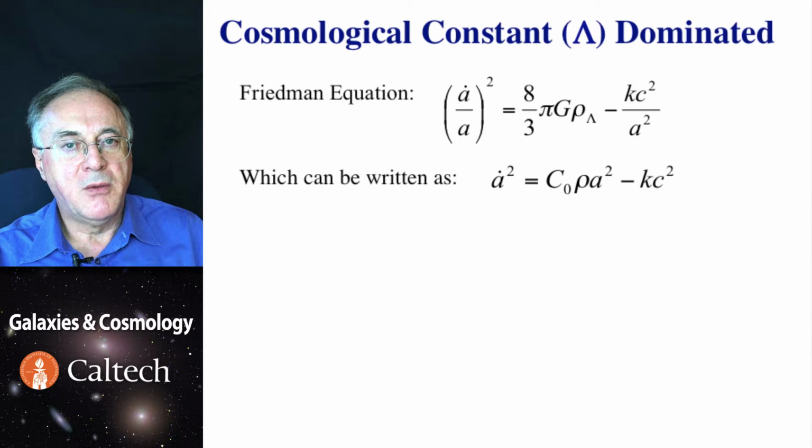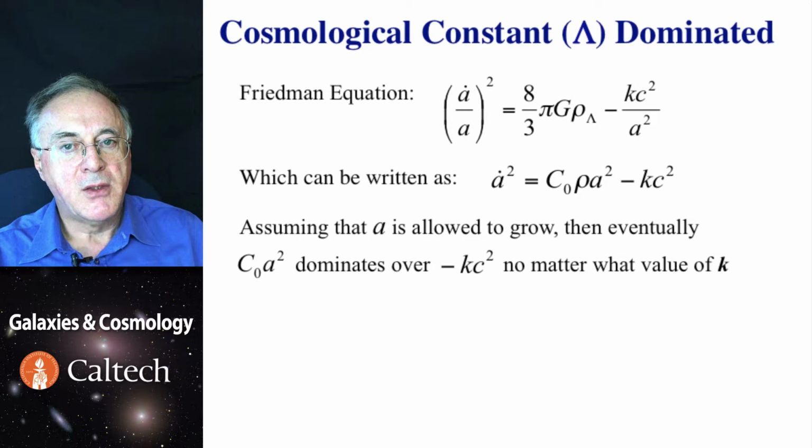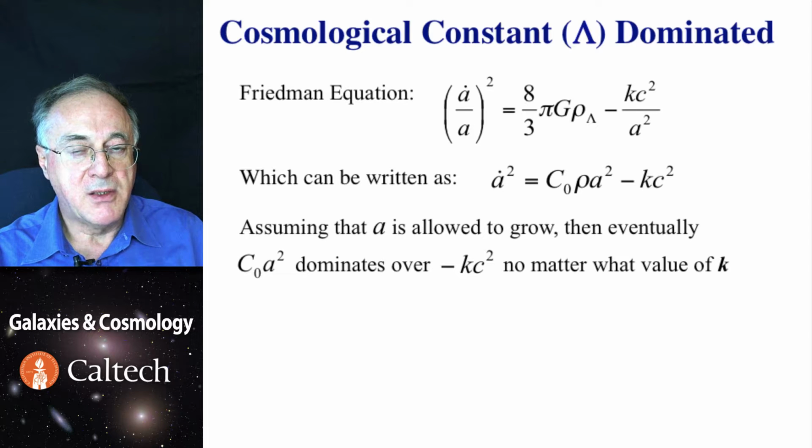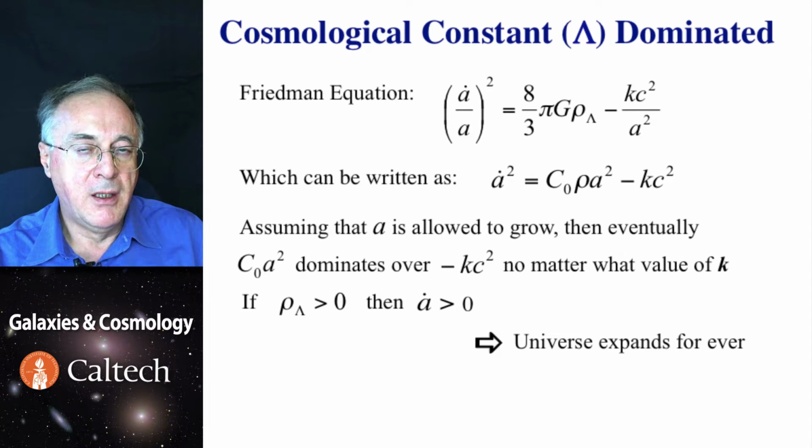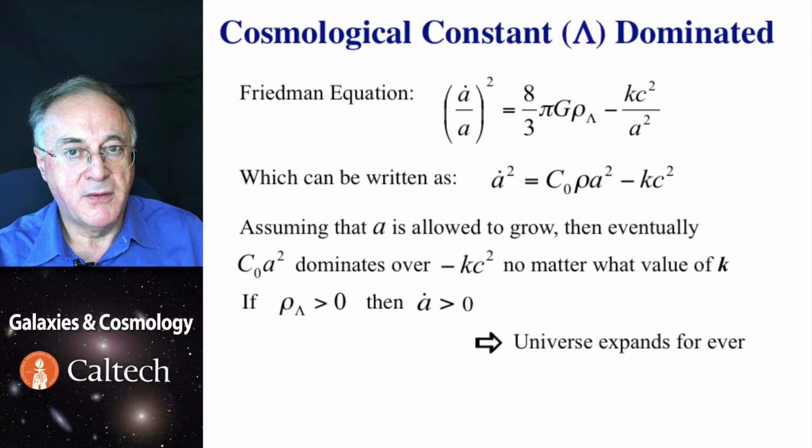Now let's consider a model which only has dark energy in the form of a cosmological constant. Its Friedmann equation is shown here, which we can rewrite in a fairly straightforward fashion. And so now if we assume that the scale factor is allowed to increase as long as needed, eventually the first term on the right-hand side dominates the second term, regardless of the actual value of the curvature constant k. So if the energy density of the physical vacuum or cosmological constant is positive, then the first time derivative of the scale factor will be positive, and that means that the universe will expand forever.